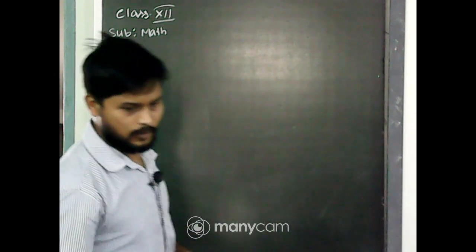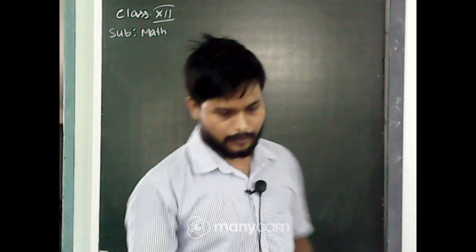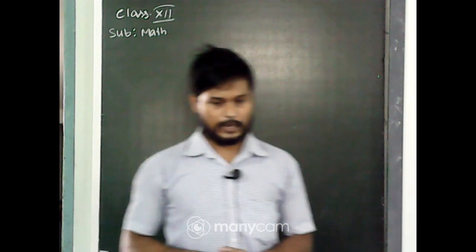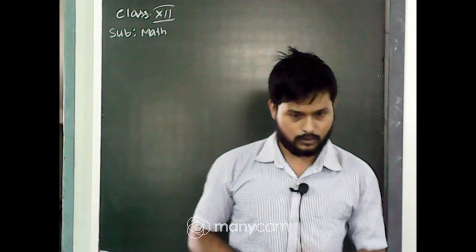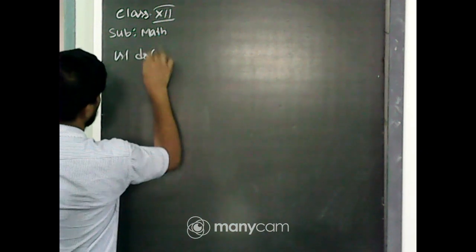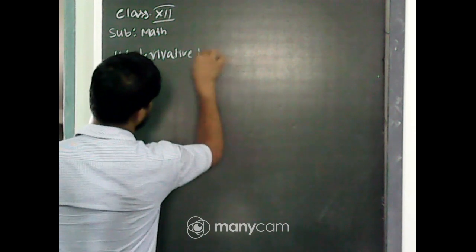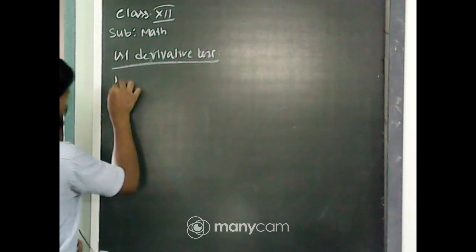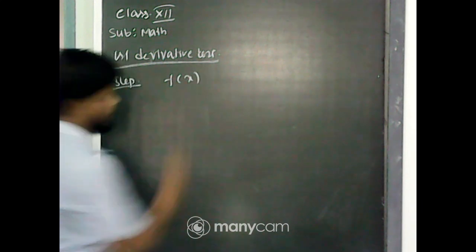Now we'll check how to find the local maximum value and the minimum value of a function. We have two procedures. One is using the first derivative test and the second is using the second derivative test. So I am doing the first derivative test first. Okay, I am writing the steps one by one. First there will be a function f of x.